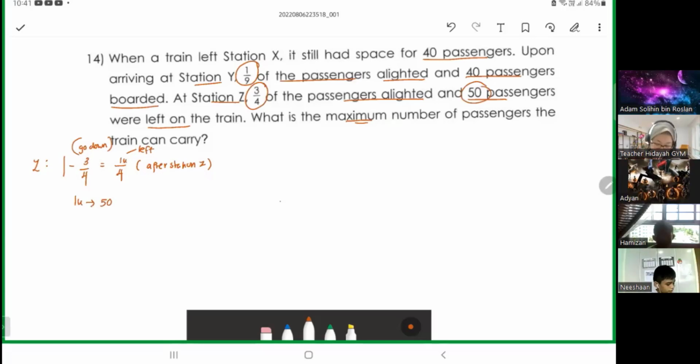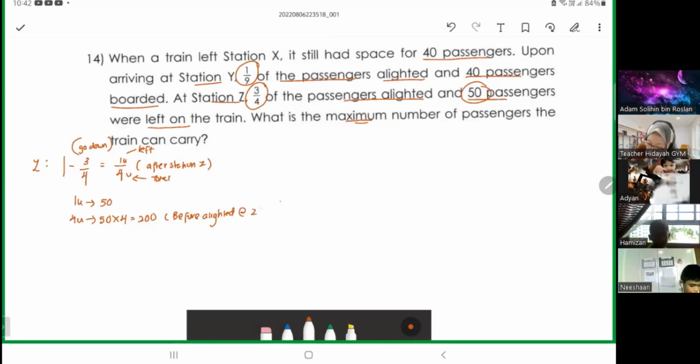So let me find the total. This is my total before the passengers go down at station Z. So 4 units will be 50 times 4, 200. This is before they alighted at Z. Okay, so now we go backwards again. I'm done with this line. Now we go backwards here.